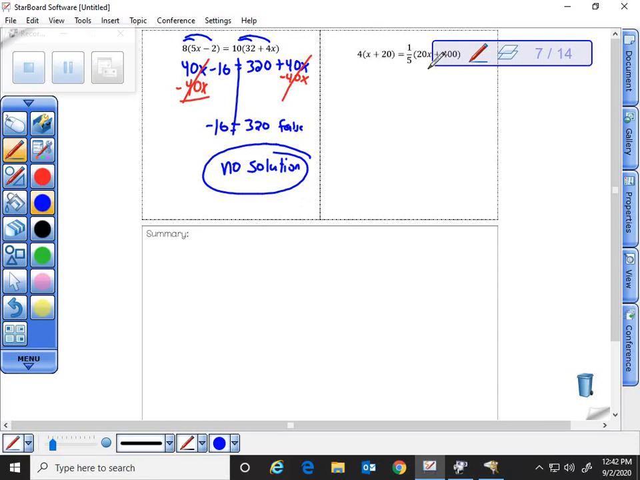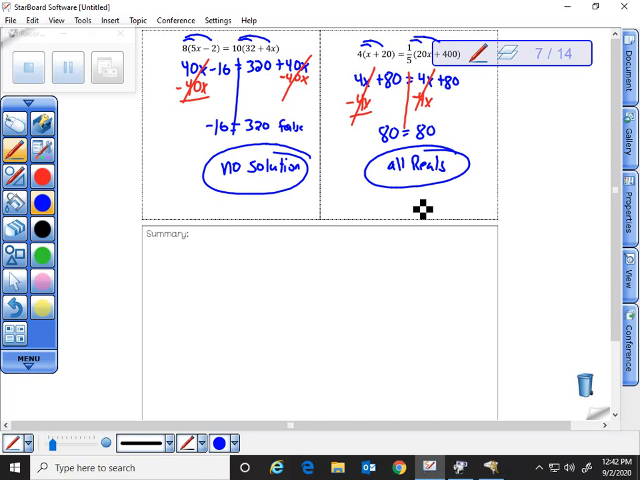All right, last example. Distribute the 4 through to give yourself 4x plus 80, and distribute the 1/5 through to give yourself 4x plus 80. Perhaps you see what's happening already. Subtract 4x from both sides. Cancels on both sides. So 80 equals 80, which is a true statement with the letters canceling out. If it's a true statement with the letters canceling out, it is all real numbers are possible and will work. And if you do this, that's okay too.